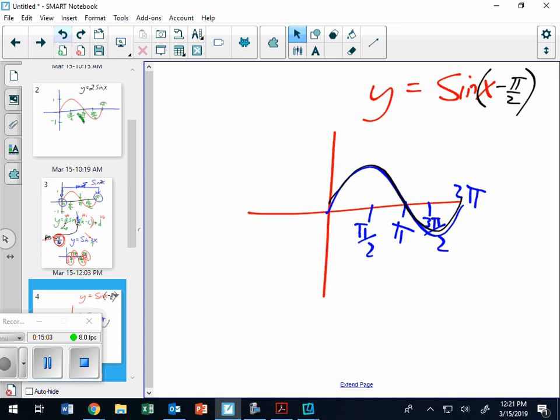How would I have shifted it left? If I made it plus. What if I wanted to flip it over? Put a minus here, and it would have flipped to be like that. What if it was flipped and moved? Positive means to the left, so I'd go like this. And how far is pi over 2? It's that far. One notch. See?